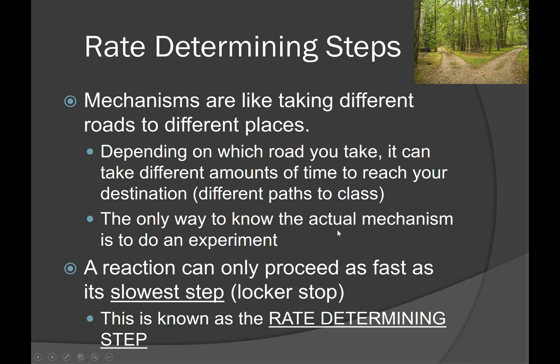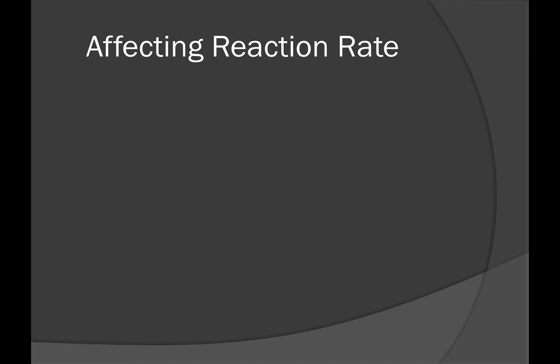Such as if you were walking from band to chemistry and you had to make a locker stop, the locker stop is going to be your slowest step. You're not going to be gaining any more distance towards your destination, and time's going to keep ticking away. And you can't get there any faster than you can get past your locker. That's what's going to slow you down. That's what's going to determine your rate. It's how much time you spend at your locker. So we can only proceed as fast as our slowest step, and that's known as the rate determining step.